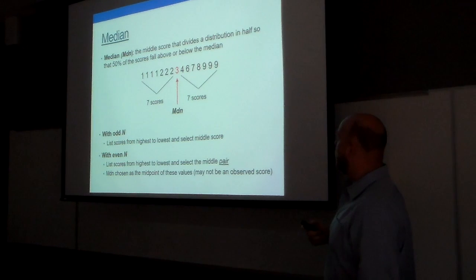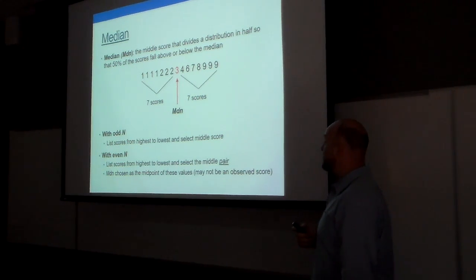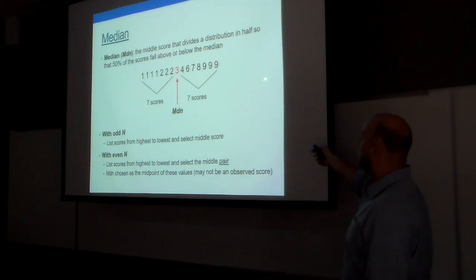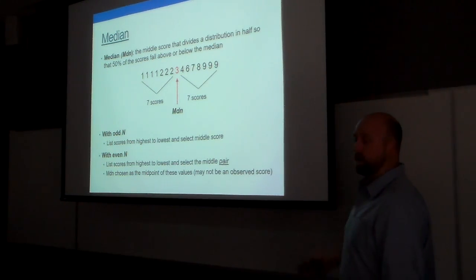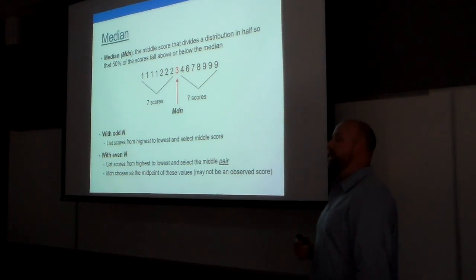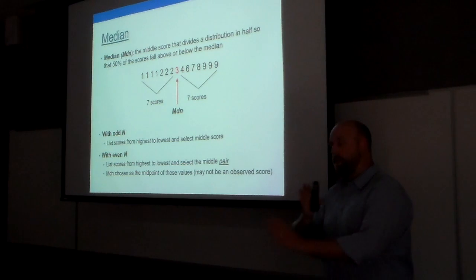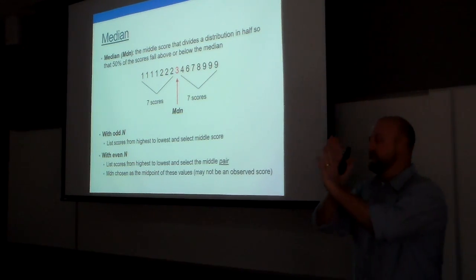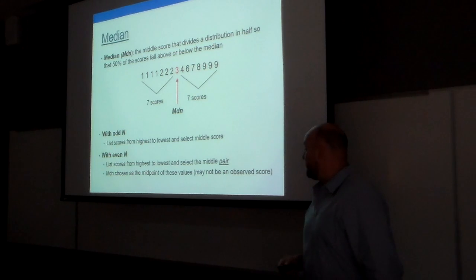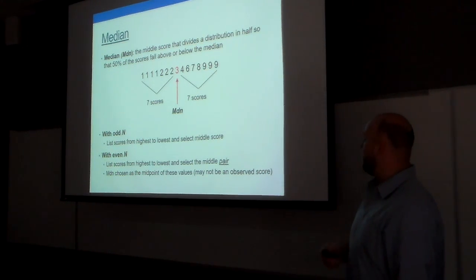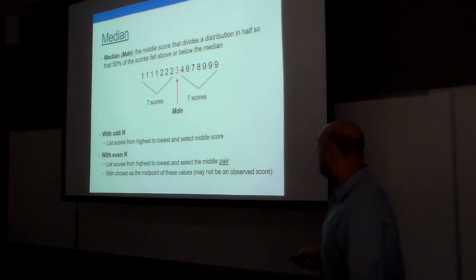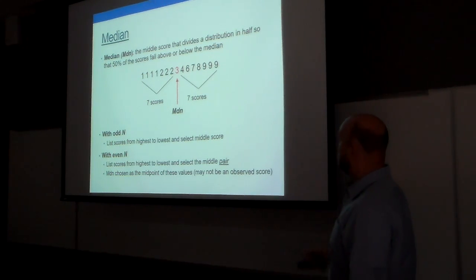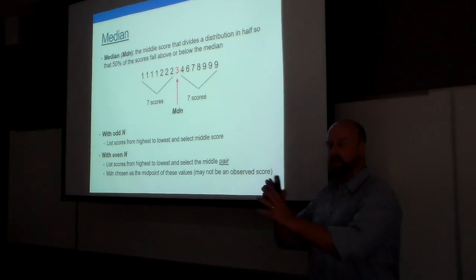With an odd number of observations, we would list our scores from highest to lowest and choose our middle score, right? So if I've got 7 people in my sample, I line up all their scores, and I've got 3 scores below, 3 scores above. Median is going to be that middle score, okay? With an even sample, do the same thing, list things up, select the middle pair, and then choose the median as the midpoint of these values, right? So here, if I added another 1 onto this, my midpoint would be a 2 and a 3, and my median would be 2.5. Okay?